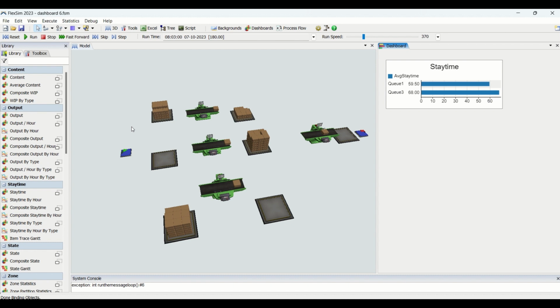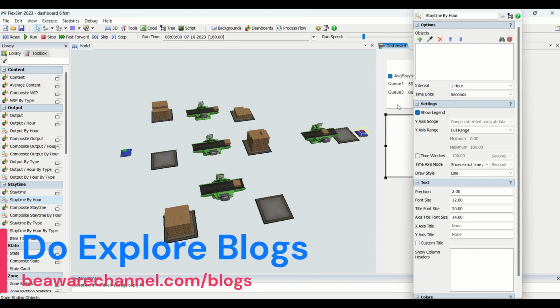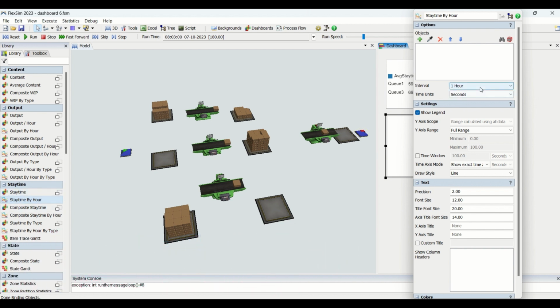Now let us understand another graph, that is stay time by hour. We have dragged it into the dashboard. We'll double click, and here we have an additional thing in this graph, which is the interval, and then we have time units. The time units are the same as for the basic stay time graph, but in this stay time by hour graph we are going to have an interval. So every hour it is going to calculate.